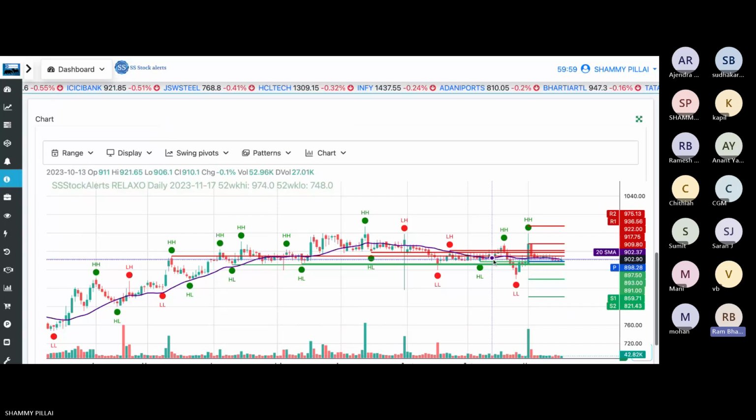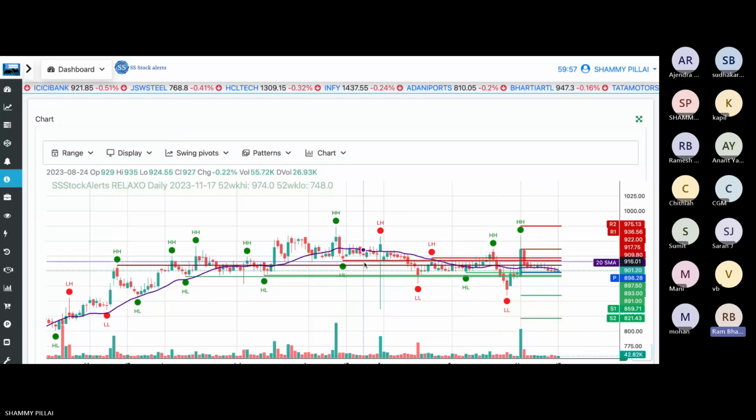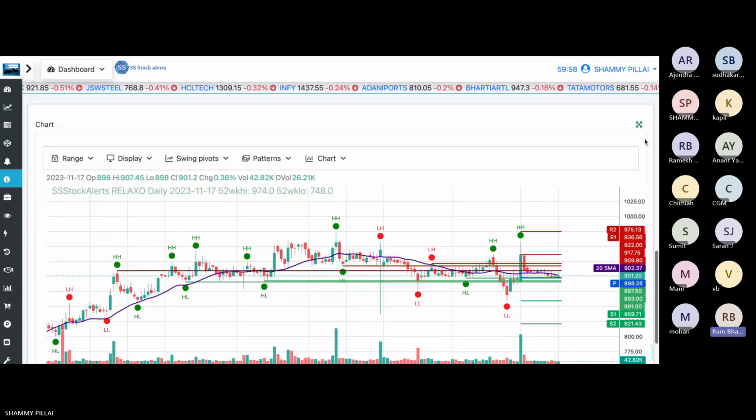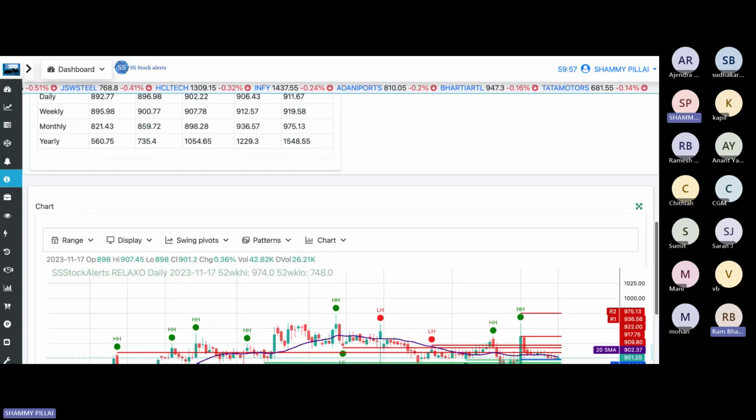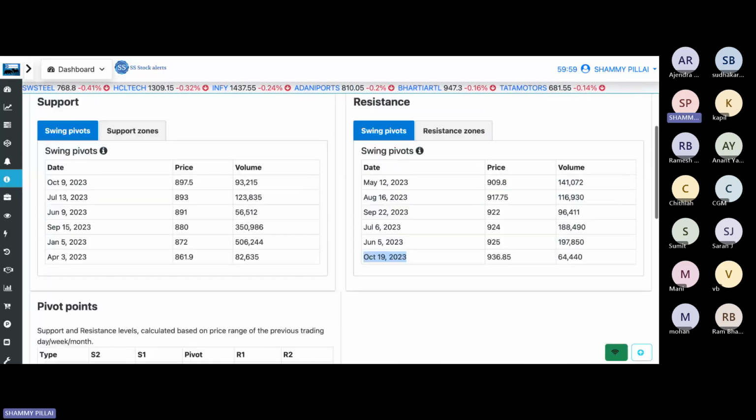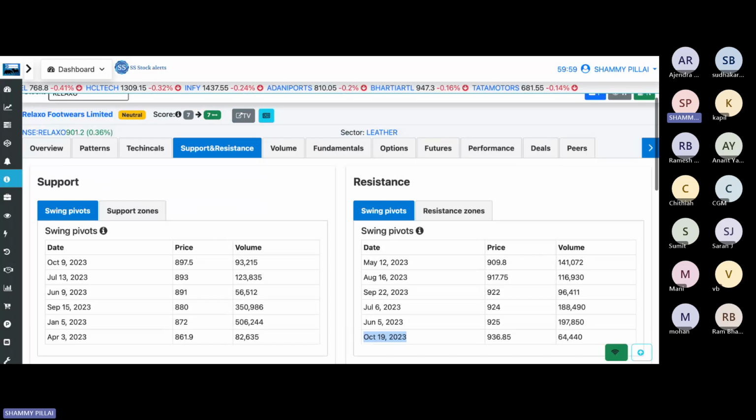Shammi bro, the way you have selected classical pivot point, do we have a Camarilla pivot scanner as well? Camarilla doesn't work in stocks. You can use Camarilla in options. Okay. And Camarilla doesn't work in stocks because Camarilla will give you very near results.